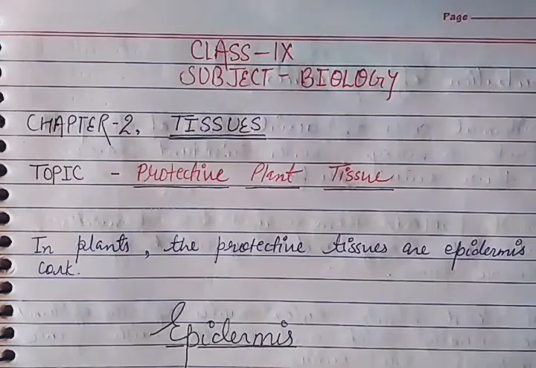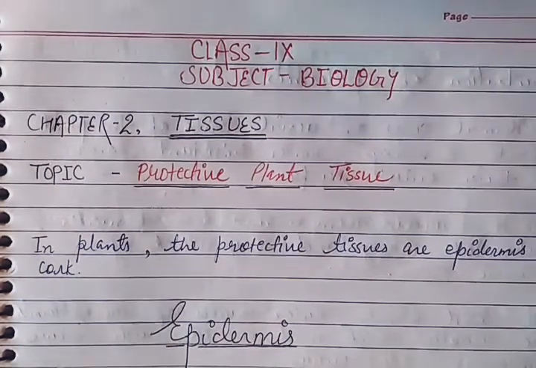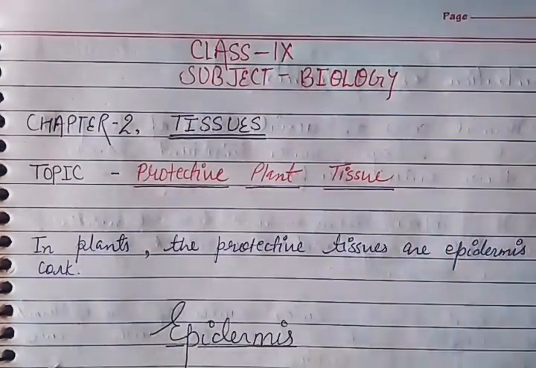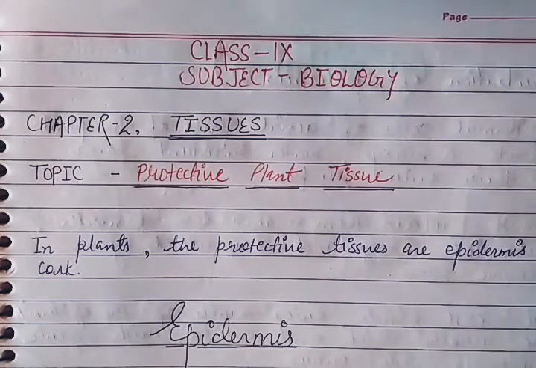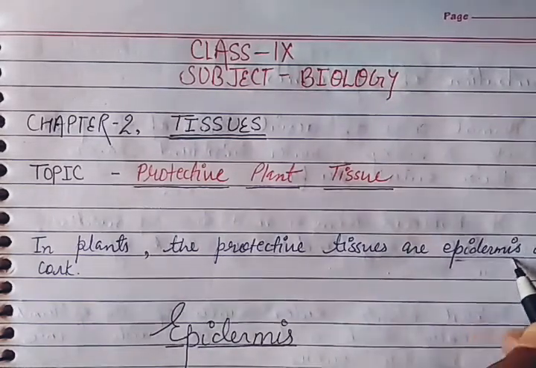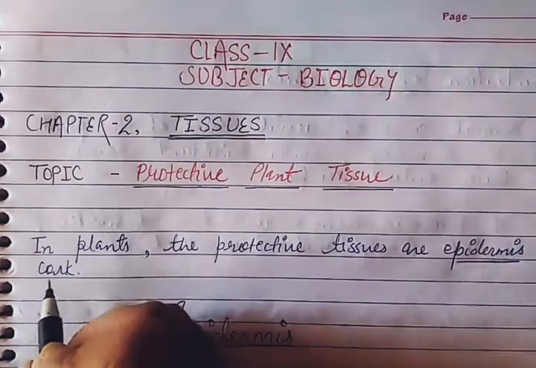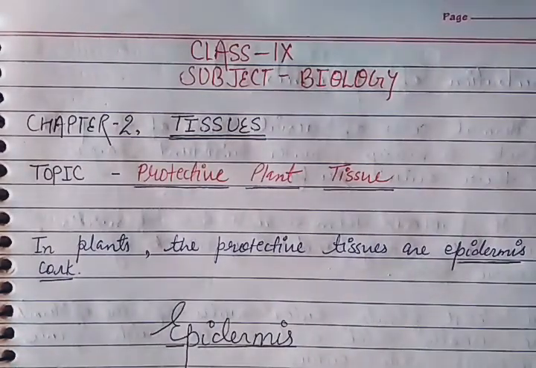In this video we are going to talk about the topic protective plant tissues from chapter 2, Tissues, of the class 9th biology. There are two kinds of protective tissues in plants, and those are epidermis and cork. The first one is epidermis and another one is cork. One by one we will discuss these two protective plant tissues in this video.